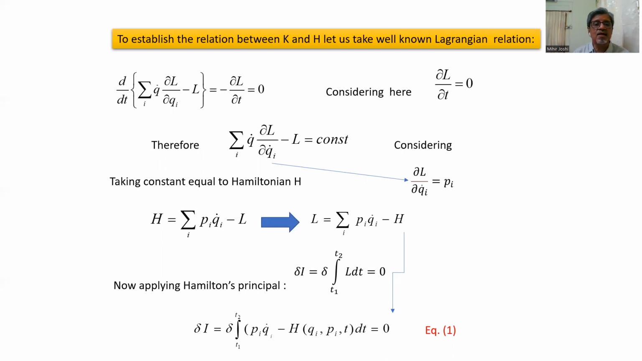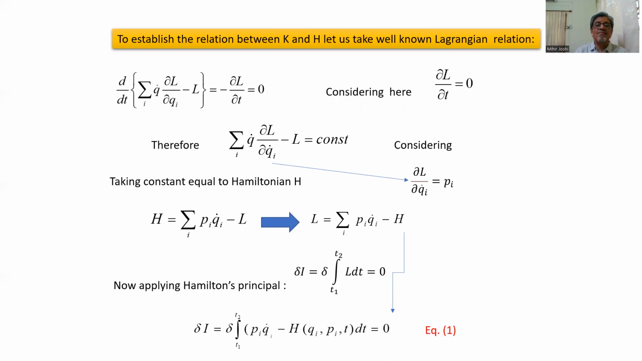Now, taking a constant equal to H, or Hamiltonian. So considering that ∂L/∂q̇_i is equal to p_i, now the constant is equal to the Hamiltonian. Therefore, the Hamiltonian H is equal to the summation over i of p_i q̇_i minus L. And from that, we can write L is equal to the summation of p_i q̇_i minus H.